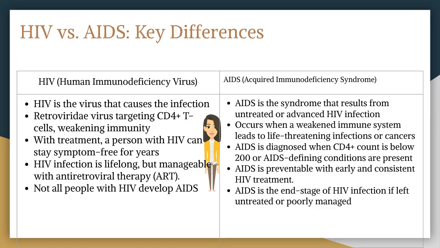AIDS is a syndrome that results from untreated or advanced HIV infection. It occurs when the immune system is severely weakened, leading to life-threatening opportunistic infections or cancers. A person is diagnosed with AIDS when they develop AIDS-defining conditions or have a CD4 plus count of less than 200 cells per millimeter cubed.